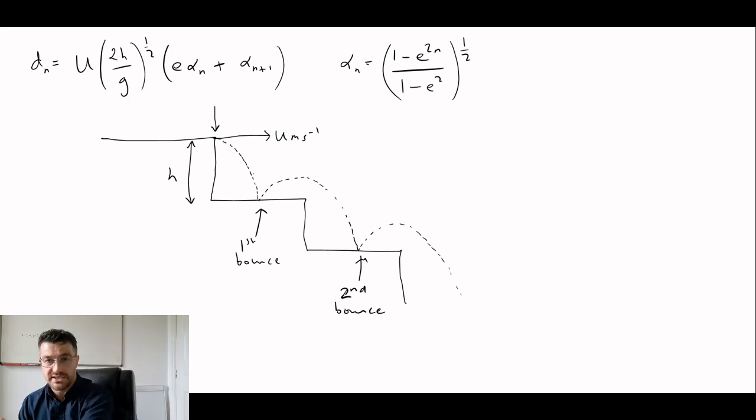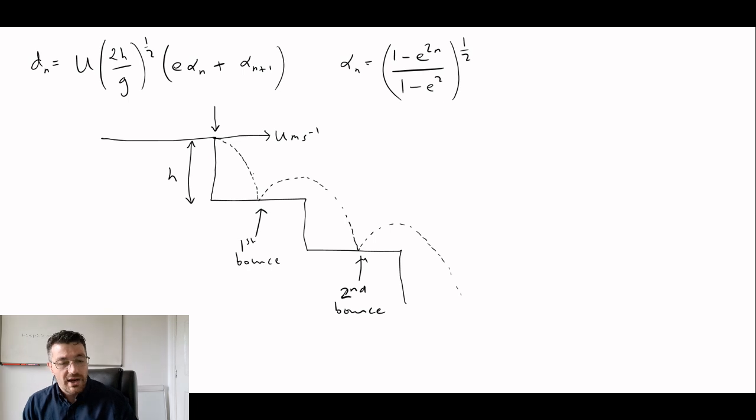There are no forces acting on it in a horizontal direction. The coefficient of restitution doesn't affect anything in the horizontal direction. So the horizontal speed throughout is going to be constant at u meters per second.